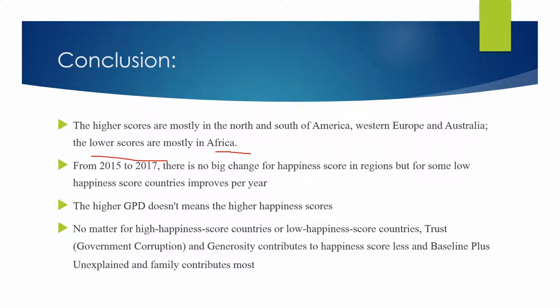And we also found that in most cases, a higher GDP doesn't mean a higher happy score. The next one is no matter for high happy score countries or low happy score countries, trust and generosity contribute to the happy score less, and unexplained and family contribute the most.